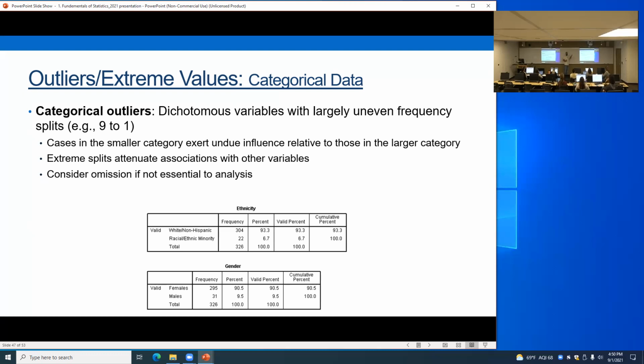And what we need to do when we have these unequal splits is start asking ourselves, is it essential to have this variable in my analyses? Hopefully, in the research planning phase, before you run your study, you would think about whether you can capture your intended group with these analyses, and plan to address that on the front end, right?